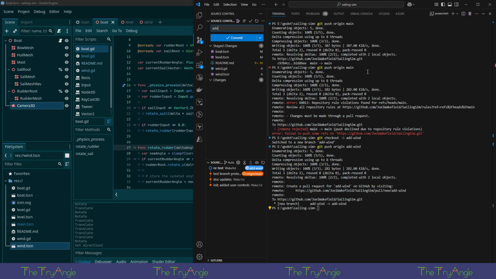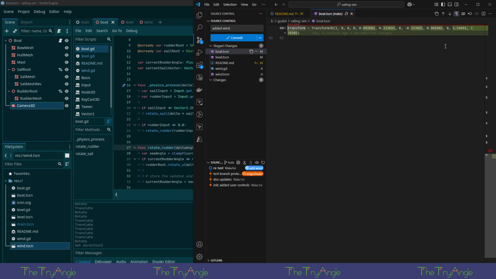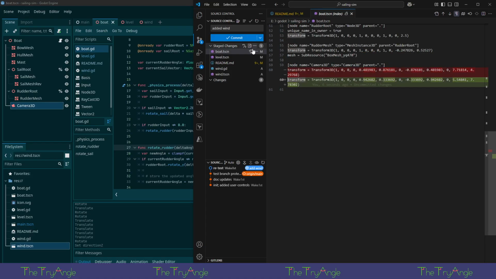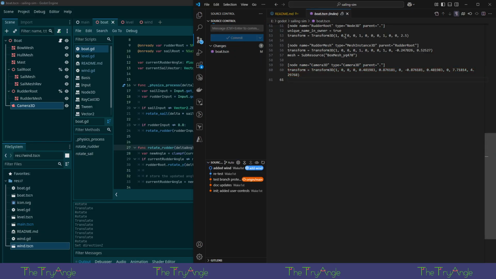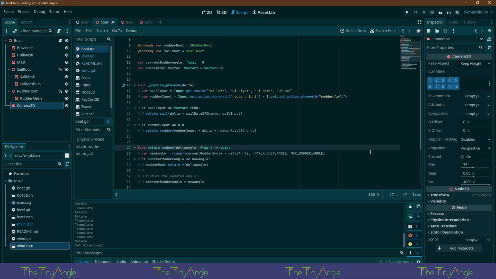We can just say added wind. What changed here? We moved something with the boat. I don't really care. Here we go. We'll make that its own little commit. We're not generating wind yet, so I'm not going to mark this off because it's manual. But we can do this, which is, of course, when the wind becomes useful to us.